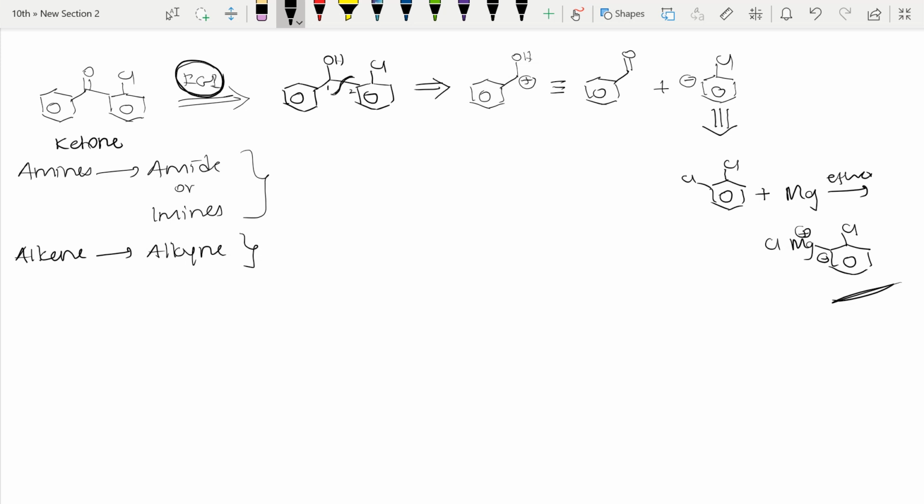And you should also remember, whenever a ketone is there and there is a possibility of a Grignard reagent kind of reaction, then you should try to convert it into an alcohol. Ketone or aldehyde, you can convert to alcohol, then you can find that a Grignard reagent kind of reaction is going on, and then you can do retrosynthesis. I hope you got it.